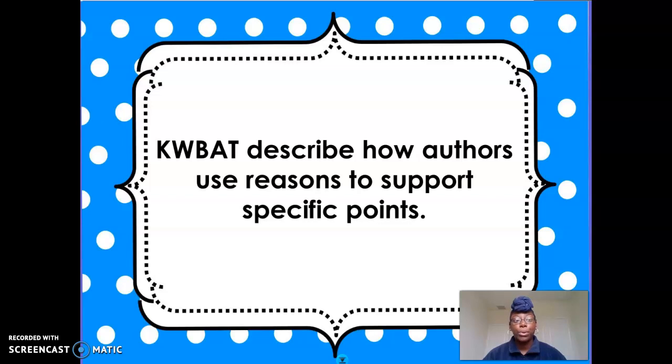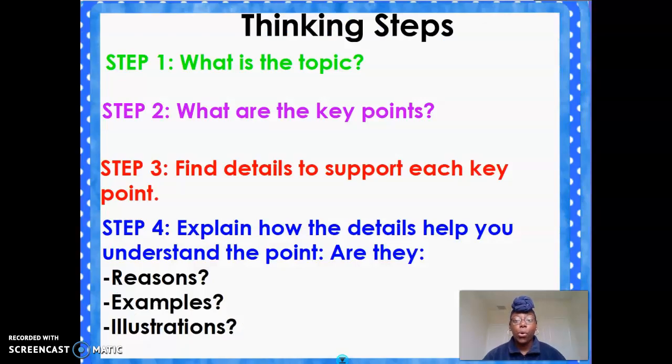support specific points. So we're going to be looking at the topic of our text. We're going to be looking at the key points to the topic, and we're going to be looking at the text evidence and details that support that topic. So we're going to get right into it. First, I'm going to go over our thinking steps with you.